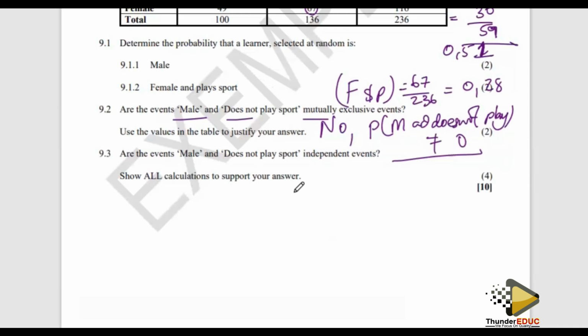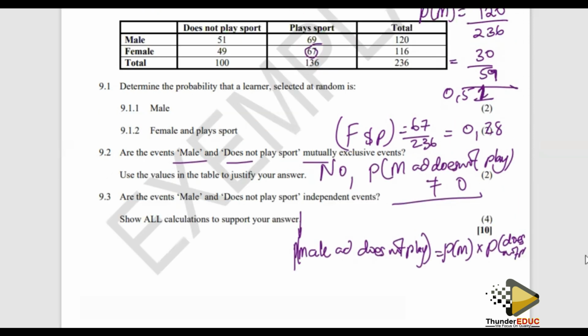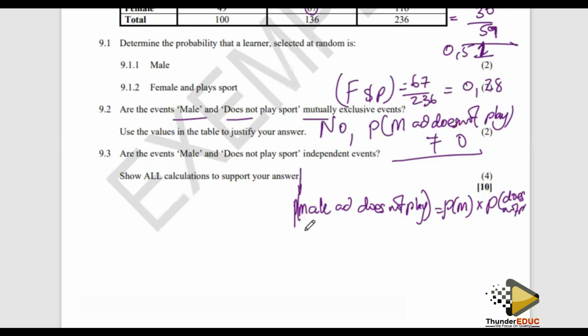Then lastly, are the events male and does not play independent? So number one, we have male and does not play. It's going to be the same as the probability of male times the probability of does not play. So probability of male and does not play, how many males do not play? It's 51. So I'm going to say 51 over 236. I'll just write the equal signs for now. The probability of male, we got 30 over 59.